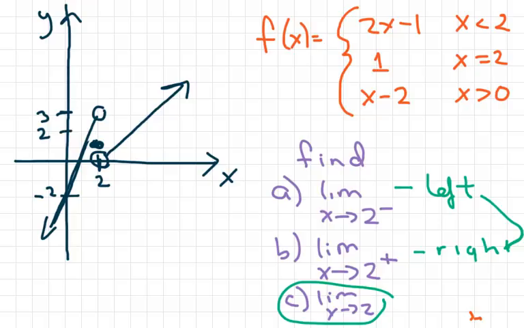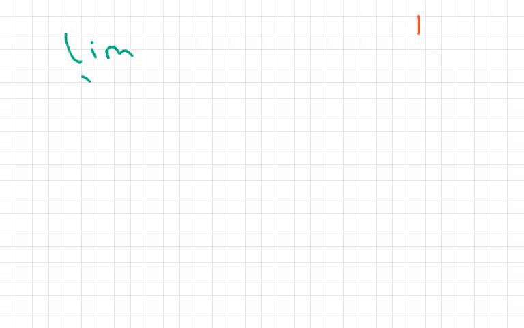Well, if we look at this from the left, as we're looking at this part, this is from the left. This is our 2. We're approaching x. X is approaching from the left. As it approaches x, we get closer and closer to 3. So the limit as x approaches 2 from the left of 2x minus 1 is going to equal 3.